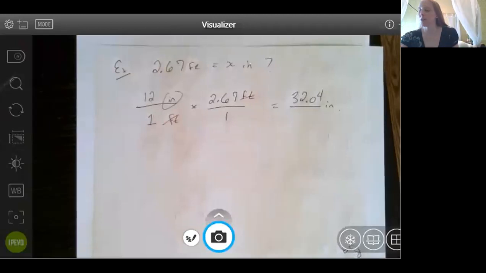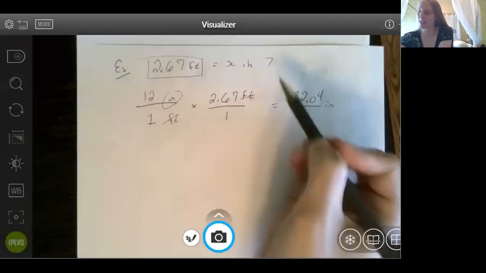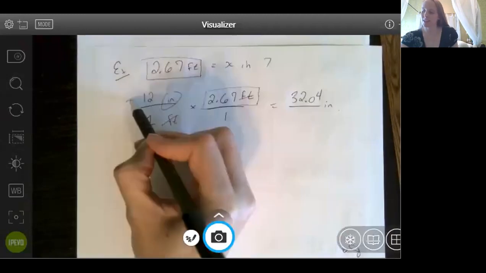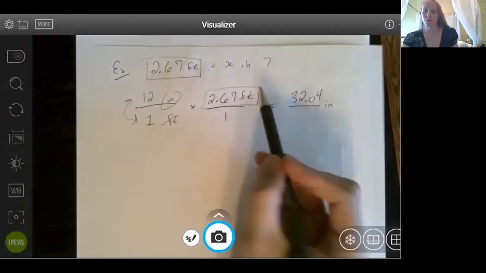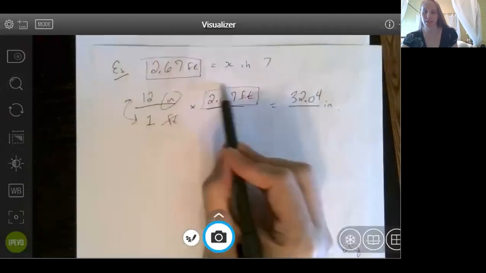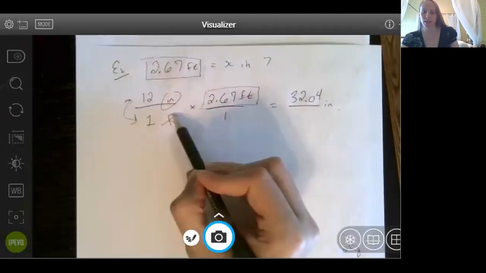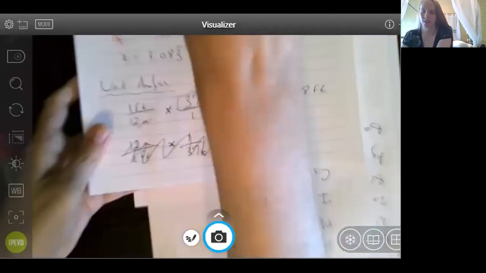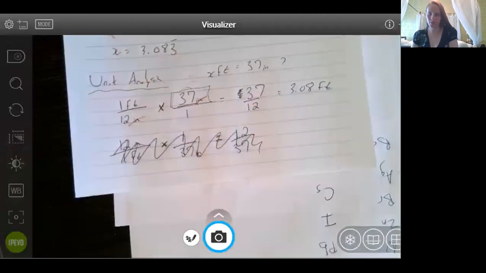Okay, so this number here always has to go on top. This fraction can flip upside down depending on what unit I'm using here. If this is feet, then feet must be on the bottom. If, like in the other example, this is inches, then inches must be on the bottom. Okay, so that is how unit analysis works.